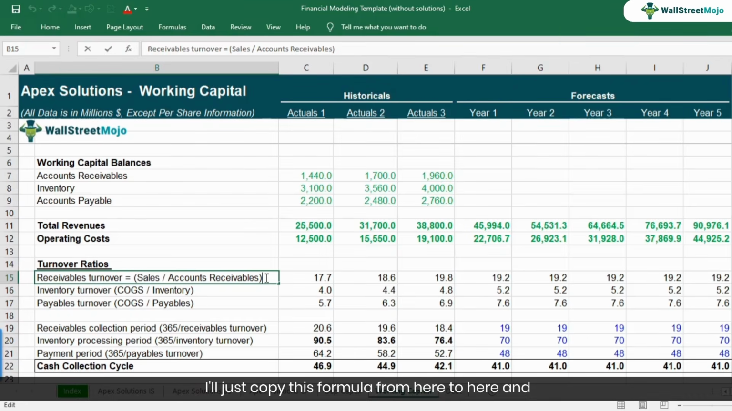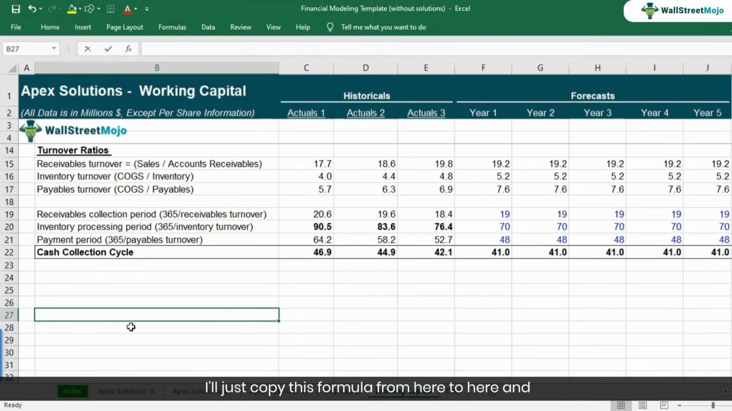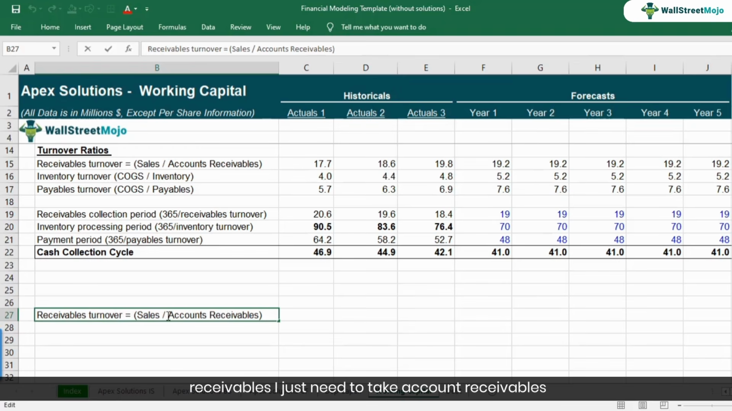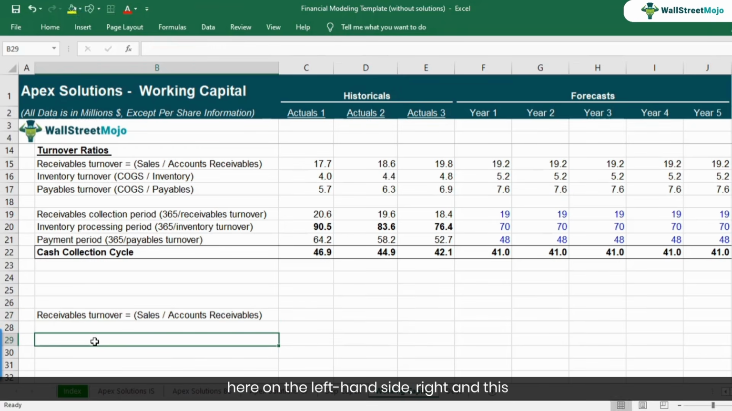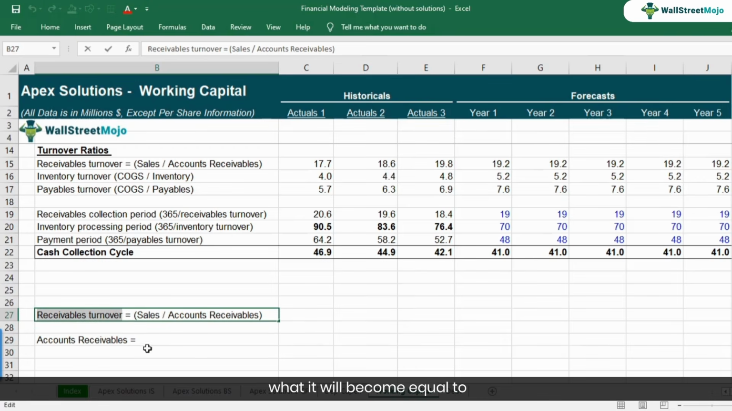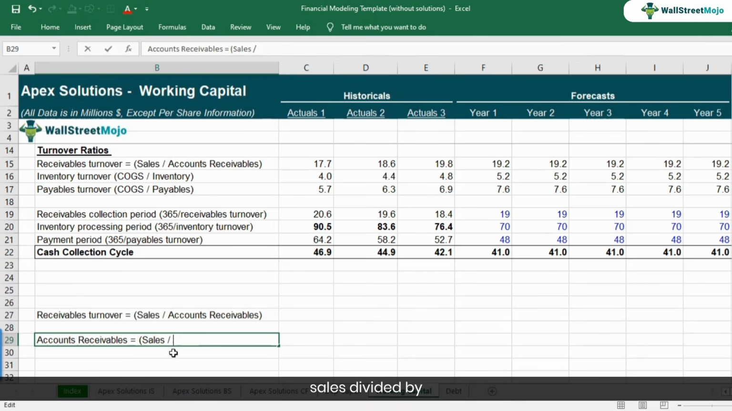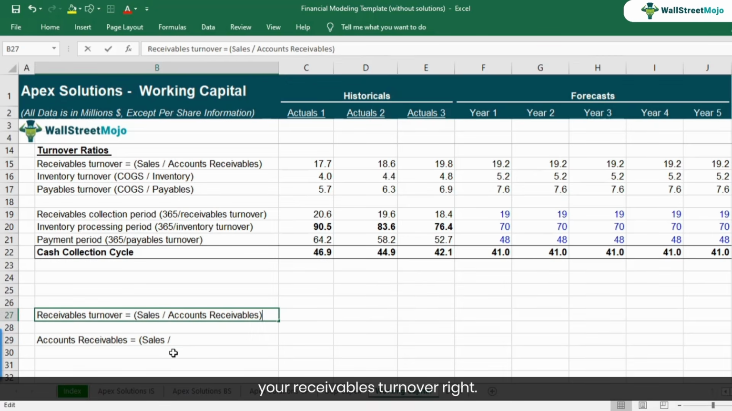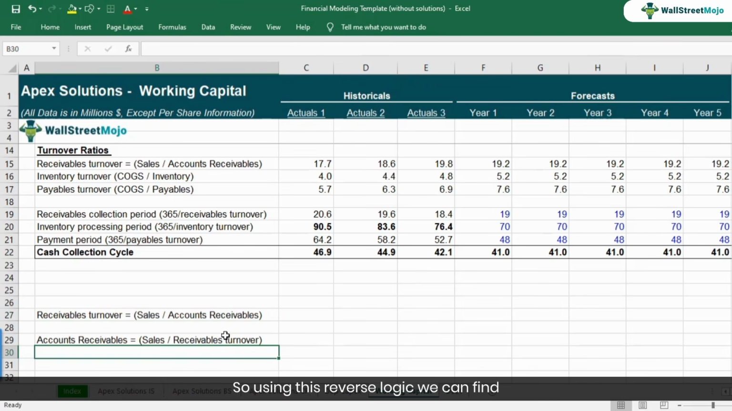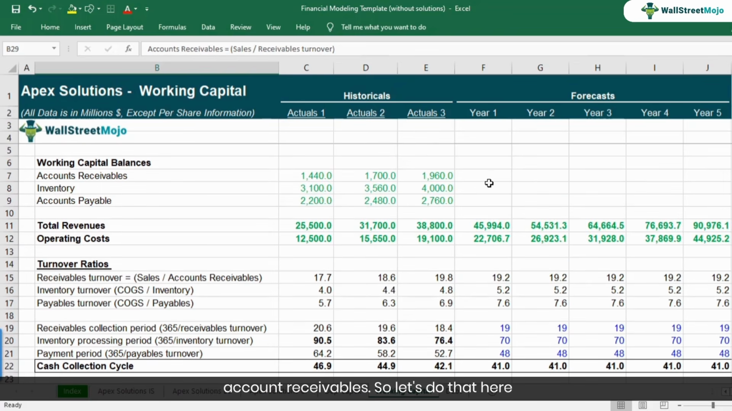Because I want to find account receivables, what will I need to do? I'll just copy this formula from here to here and show you that if I have to calculate account receivables, I just need to take account receivables here on the left hand side, right? And this will become equal to what? It will become equal to sales divided by your receivables turnover, right? So the formula will be just the opposite of what we did.